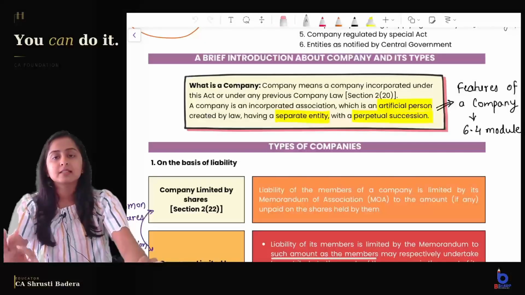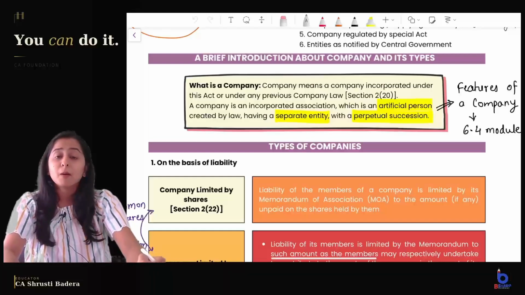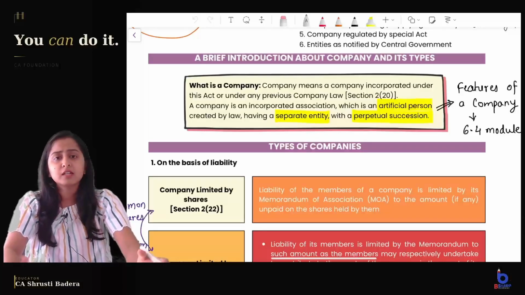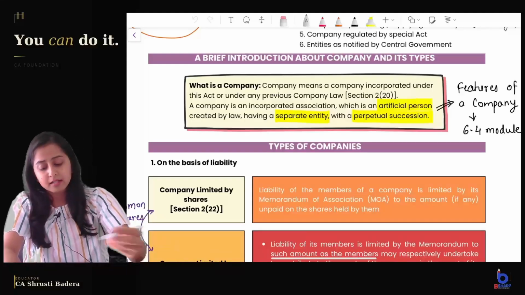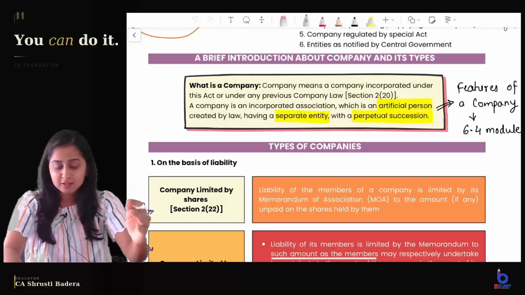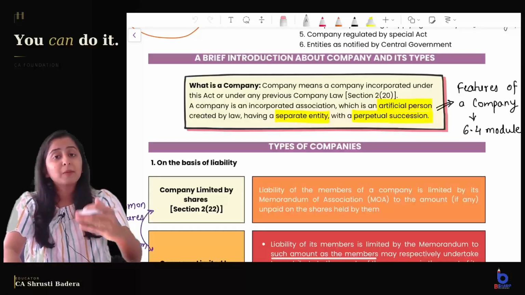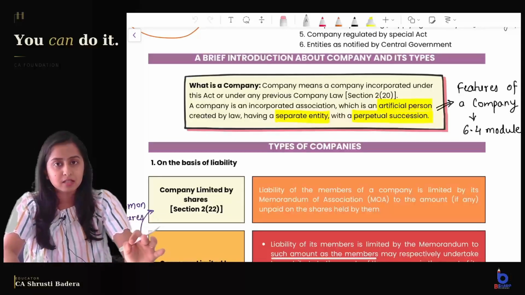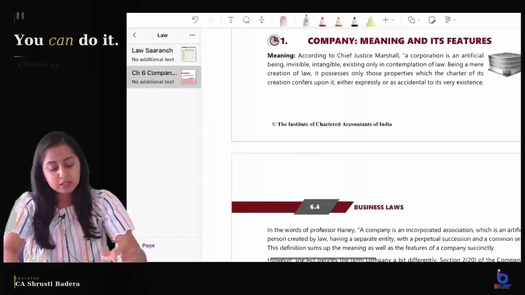Section 2 clause 20 says company means a company incorporated under this act or under any previous company law. But this definition does not make us clear what exactly a company means. So different professors and different people have given definitions, from which and from different sections we come to the conclusion that a company is an incorporated association, which is an artificial person created by law, having a separate legal entity and perpetual succession. From this topic, we are going to move towards the features of a company.